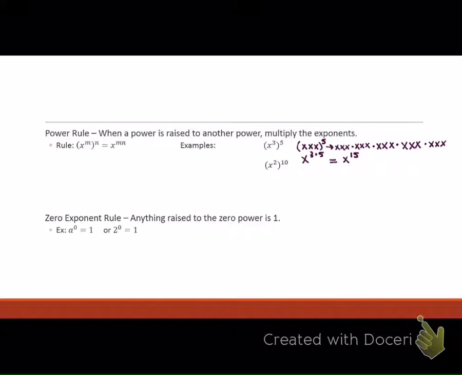Okay, Jill. So how would I do x squared to the 10th power? What would I do? You would multiply the 2 and 10. And that gives you 20. Very good. All right, look at that and see what questions you have before we do the zero exponent rule.